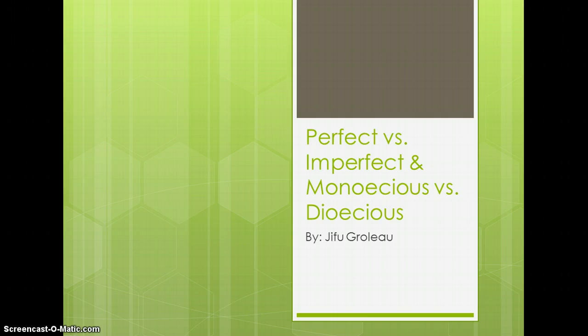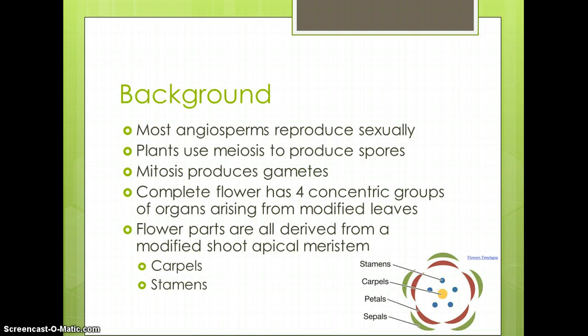Today we'll be discussing the differences between perfect and imperfect flowers, as well as the differences between monoecious and dioecious. So here's a little background before we get started. Angiosperms, which is another word for flower in this case, reproduce sexually. Plants use meiosis to produce spores and mitosis to produce gametes.